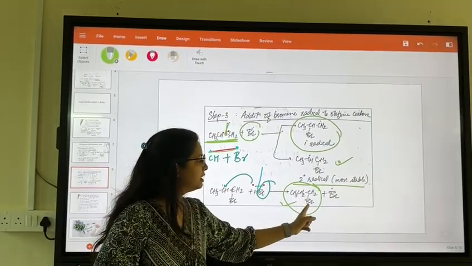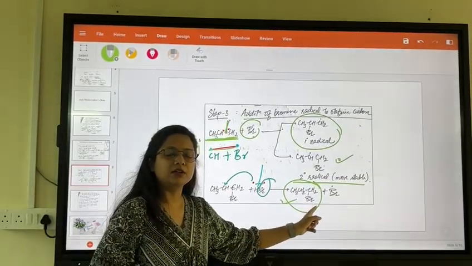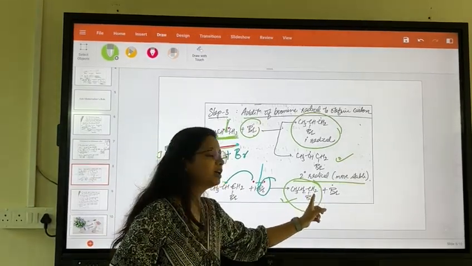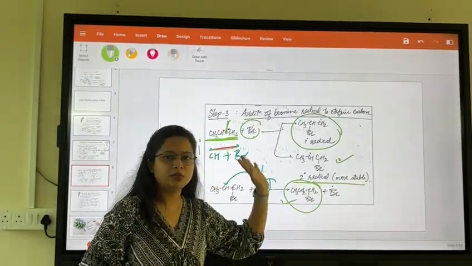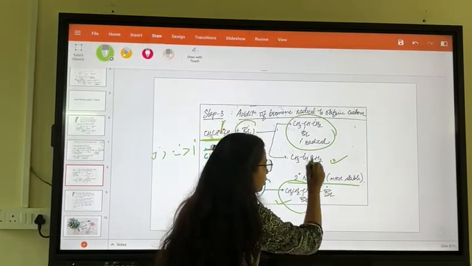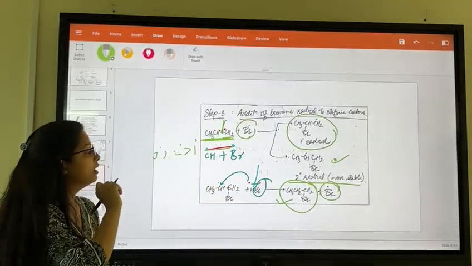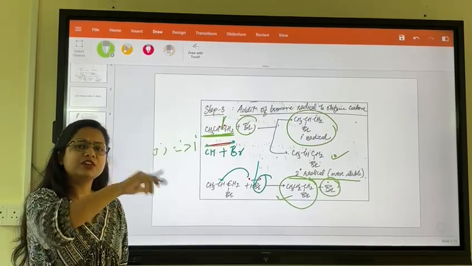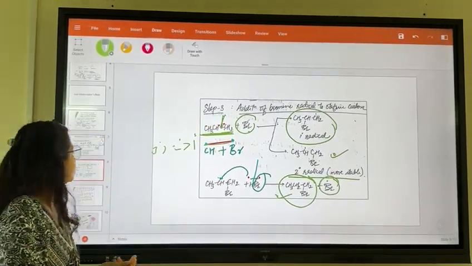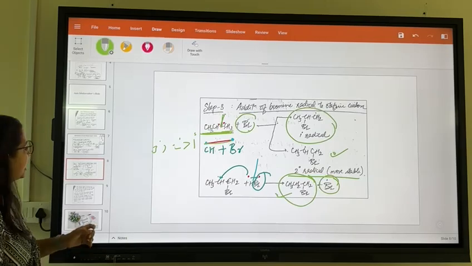As you can see, this product follows anti-Markovnikov's rule. The reason being, the attached bromine, or the negative part of the polar reagent, has been added to the carbon which has higher number of hydrogen, and the byproduct will be bromine radical, which will be further utilized in the reaction. So that is it for the mechanism part.